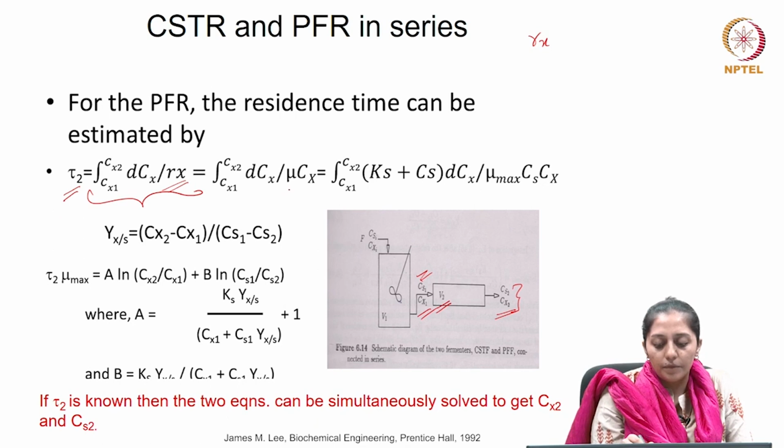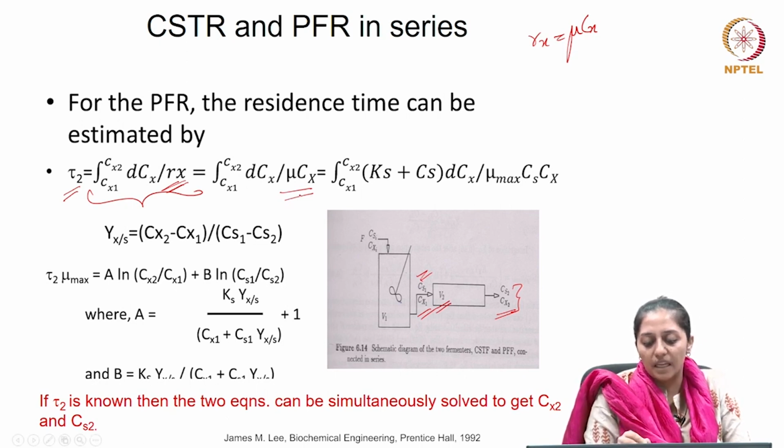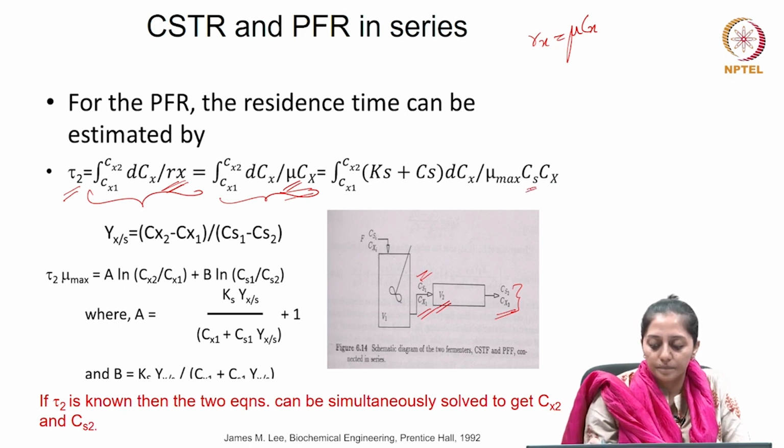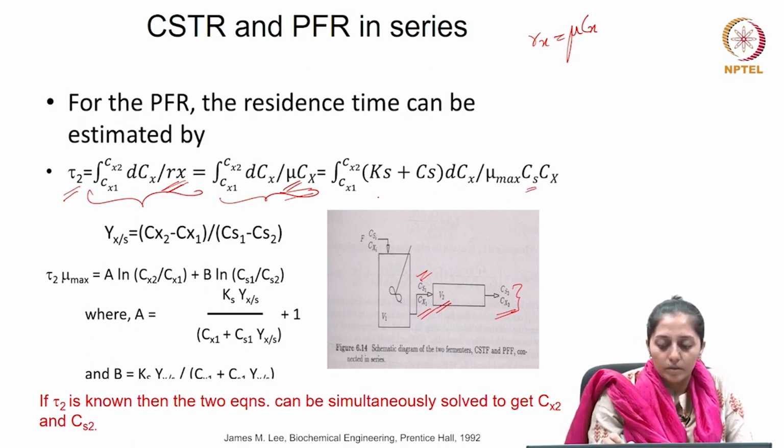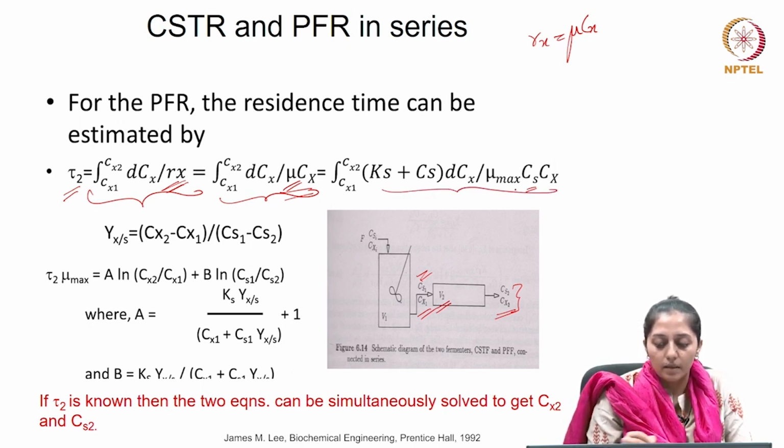So, now if you substitute, this biomass formation rate is nothing but mu times CX. It has been substituted here in place of RX, and then integration has been done after substituting mu in terms of CS.